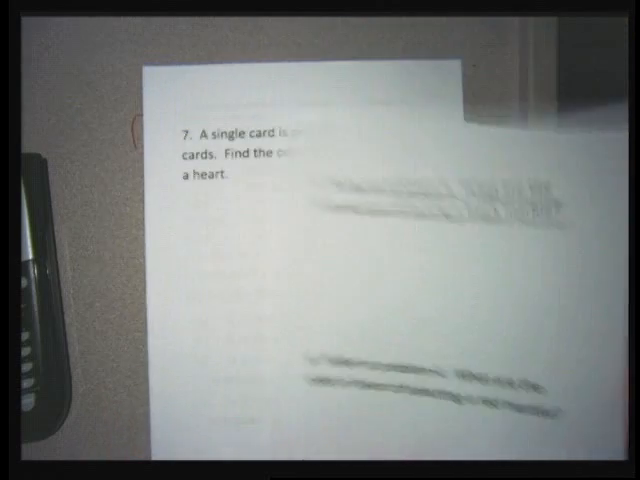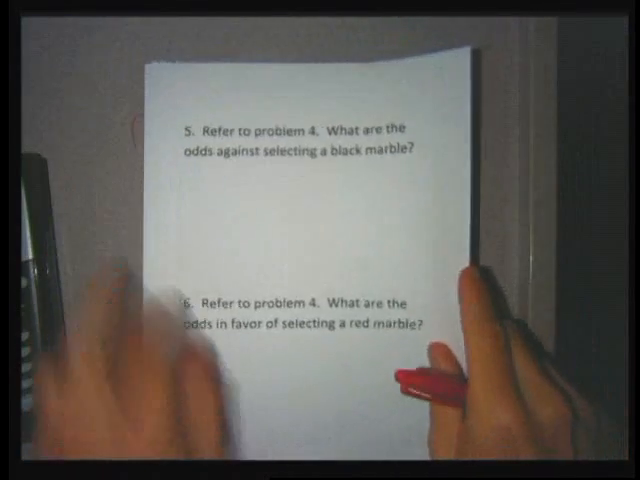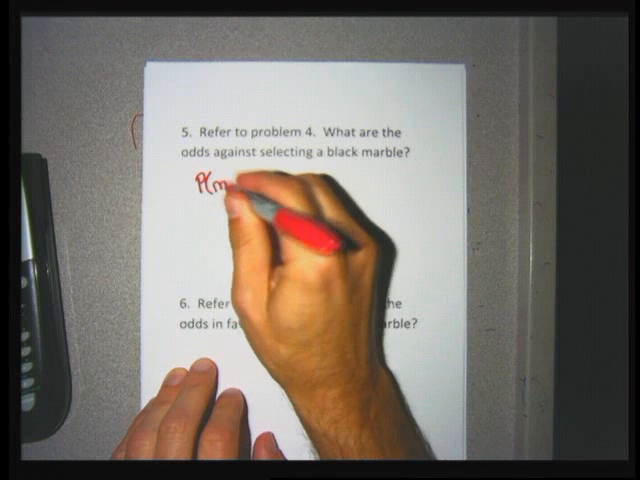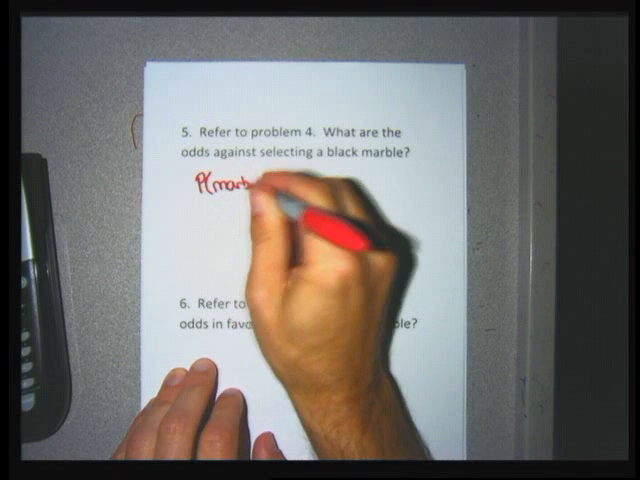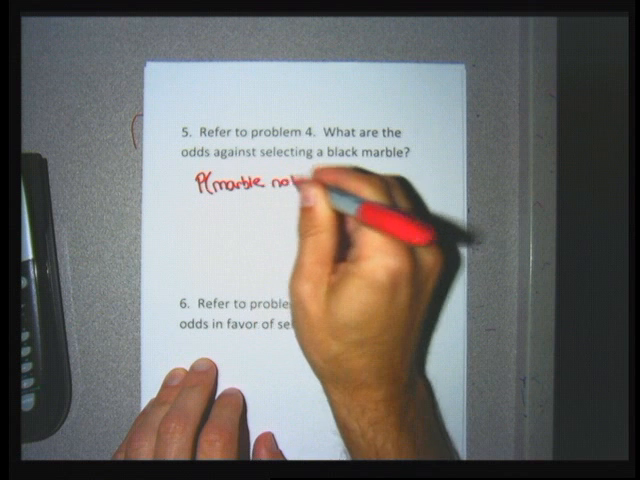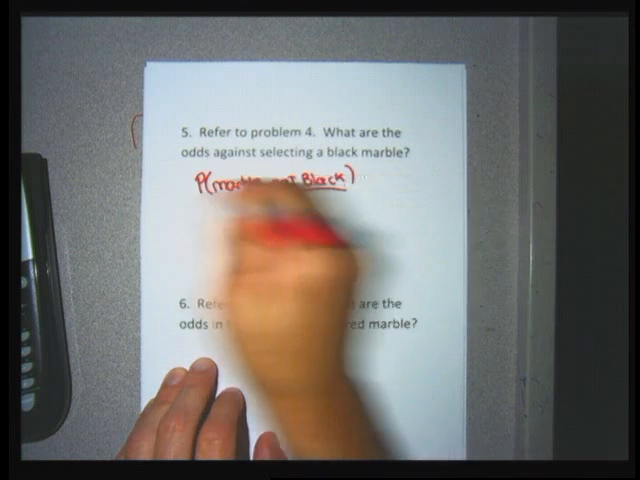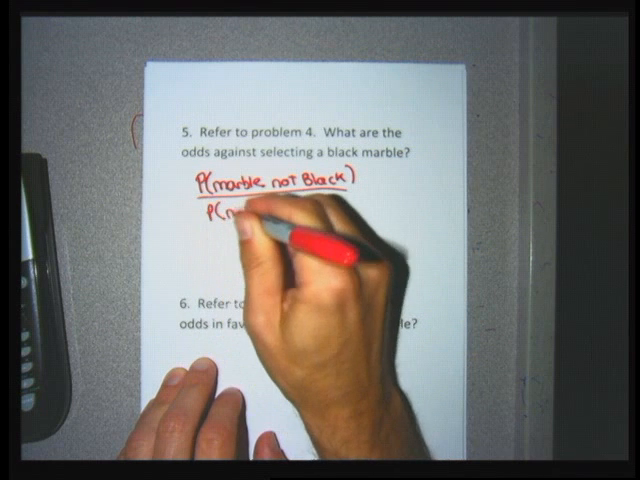Problem 4. The odds against selecting a black marble is the probability that the marble is not black divided by the probability that the marble is black.